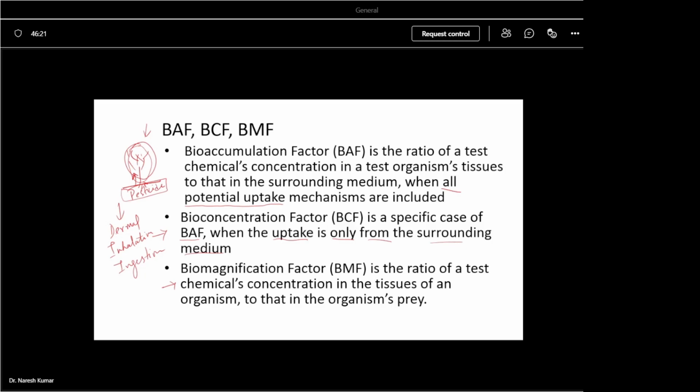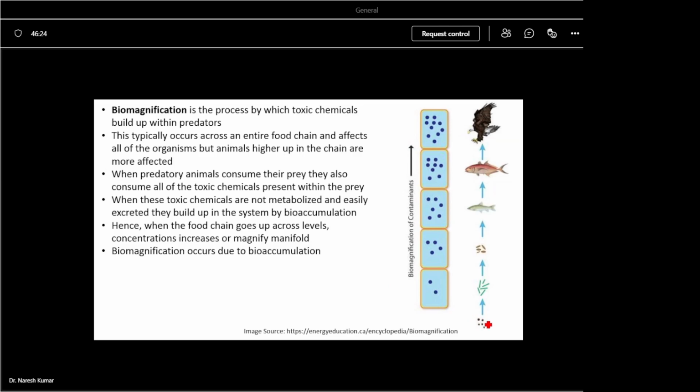This is an example of biomagnification. Assume this is the pollutant. This could be anything: metals, radioactive compounds, anything you can think of. From there it goes to algae. From algae it goes to, say, zooplankton. From zooplankton it goes to small fish, from small fish to large fish, and then to the topmost predator. That means it is a process by which toxic chemicals build up within the predators. This is biomagnification. That means something that was there in the environment has moved up the trophic level. So this movement of pollutants from one trophic level to another is known as biomagnification.